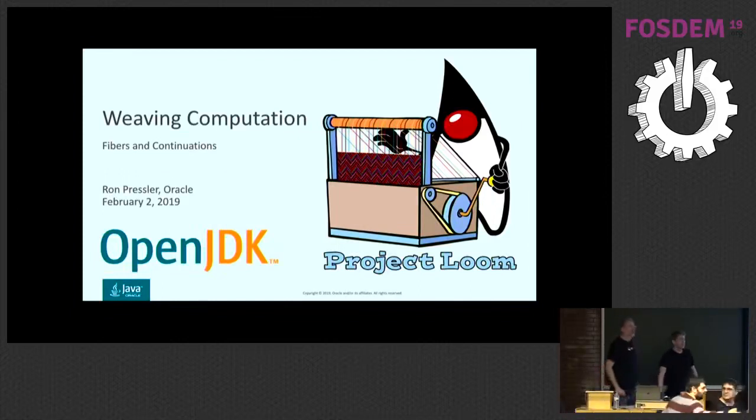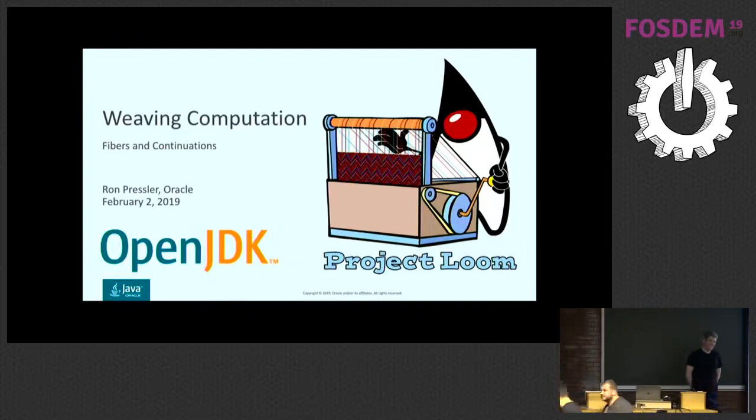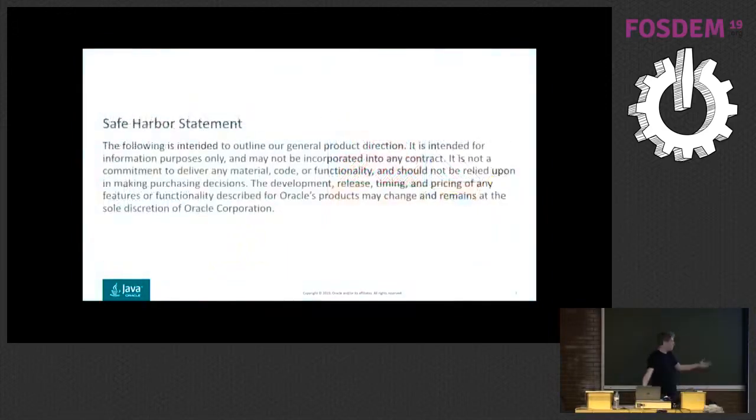Yeah. All right. Okay, people, listen up, quieten down, sit down, all of these things. Right. So I'm Ron Pressler. I work at Oracle, and I'm the technical lead for Project Loom, which is about adding fibers and continuations to Java and JVM, and that's what I'm going to talk about today. Everything I'm going to say, forward-looking statements.